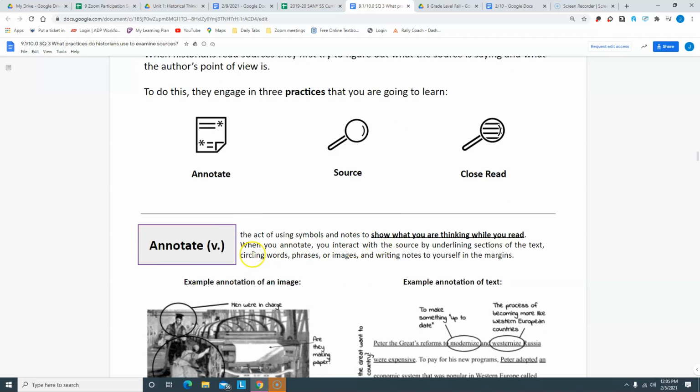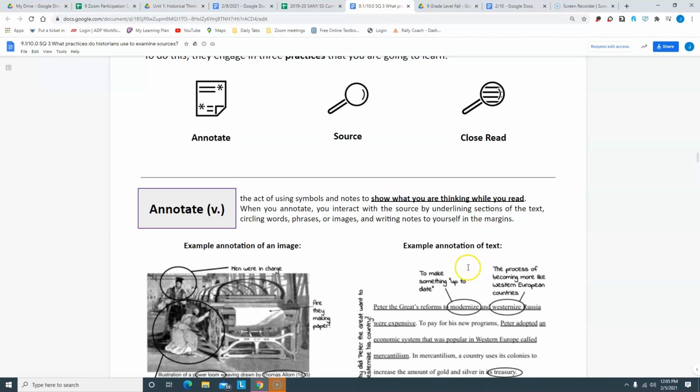First, here's the word annotate. What does annotate mean? It is the act of using symbols and notes to show what you are thinking while you read. When you annotate, you interact with the source by underlining sections of the text, circling words, phrases, or images, and writing notes to yourself in the margins.